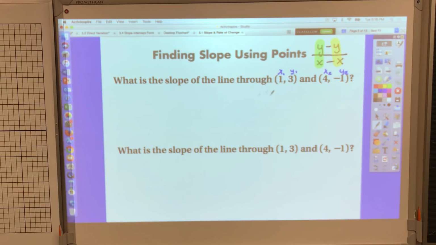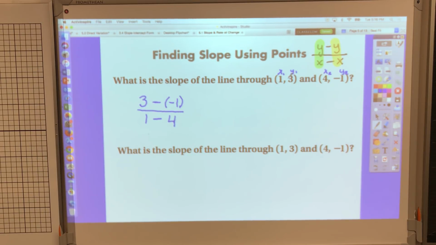Okay? So what's the slope of the line going through (1, 3) and (4, negative 1)? I'll write my fraction bar, my division sign, and I'm going to write down that first ordered pair. The y goes on top, and the x goes on the bottom. Slope formula is always subtraction. Then I look at the next ordered pair. The y is a negative 1. Remember that if it's negative, it should be in parentheses if it's after an operation. And the x coordinate is 4.